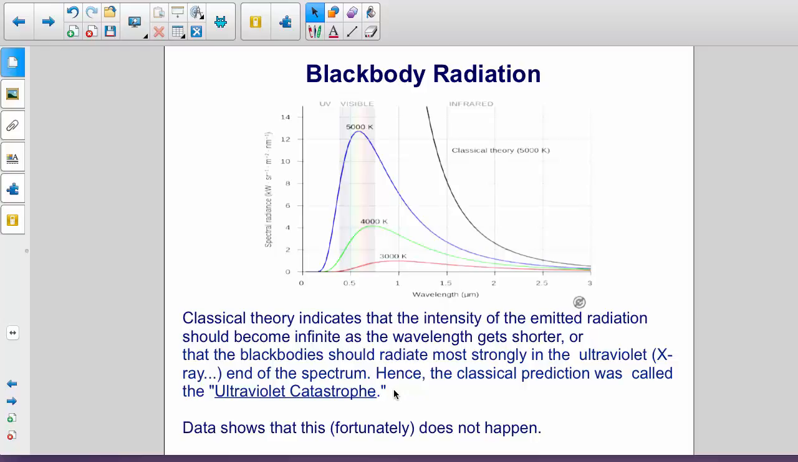If this were true, of course, all black bodies would be emitting very, very dangerous high-energy radiation, and none of us could exist. As a consequence, this classical prediction was called the ultraviolet catastrophe. And of course, we're here, and data also shows that this does not happen.